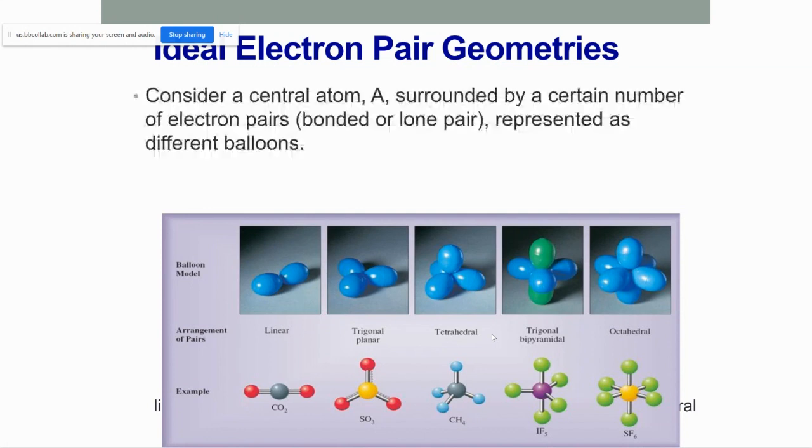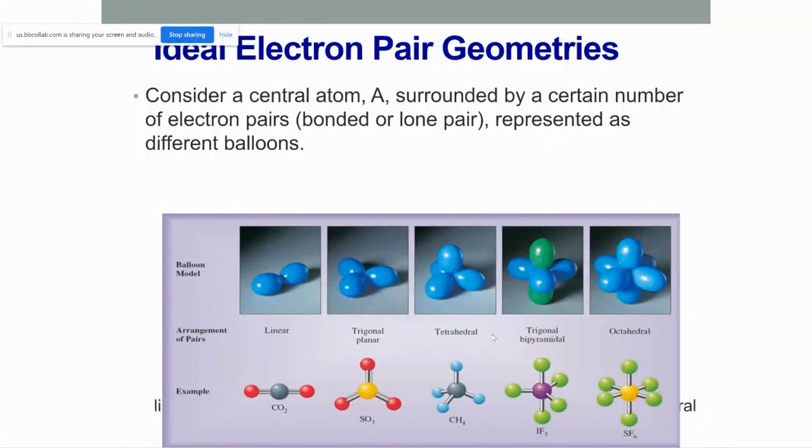So first, before you understand that table, let's think about if you have a central atom. Let's call that central atom A. It can be surrounded by a certain number of electron pairs, or even other atoms.